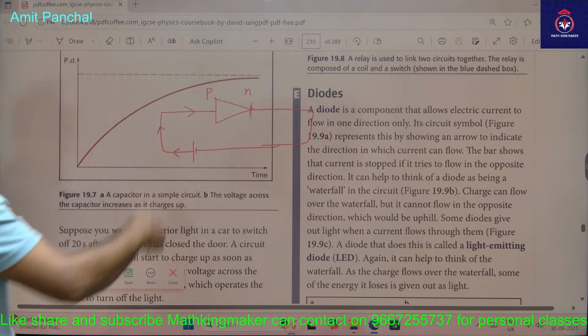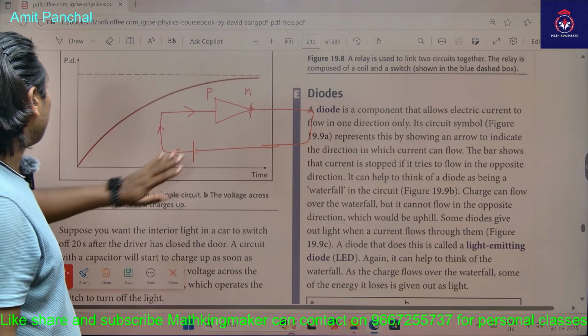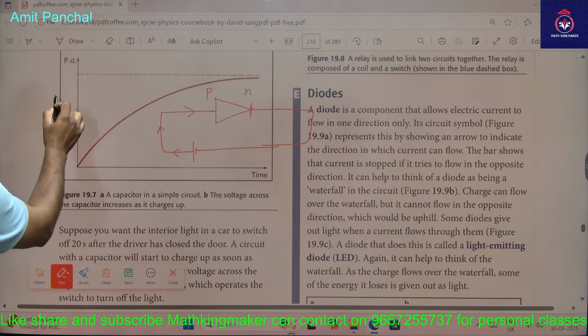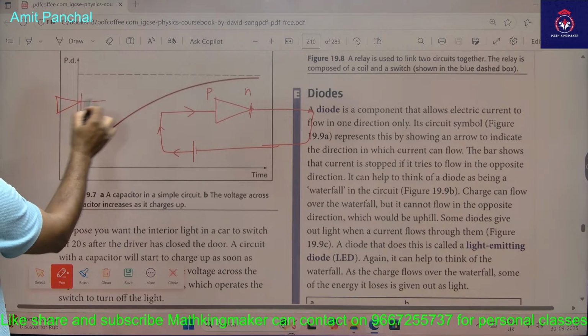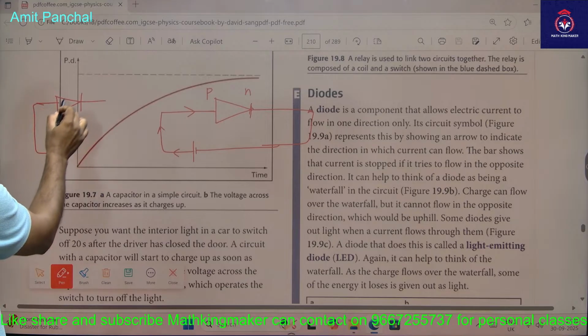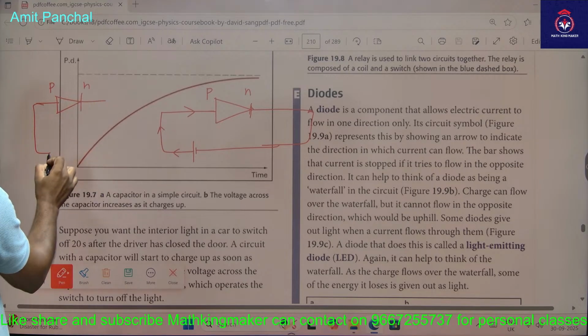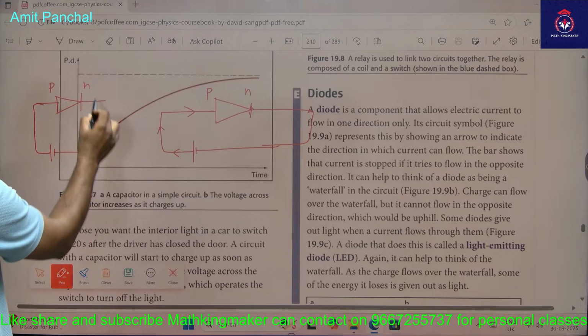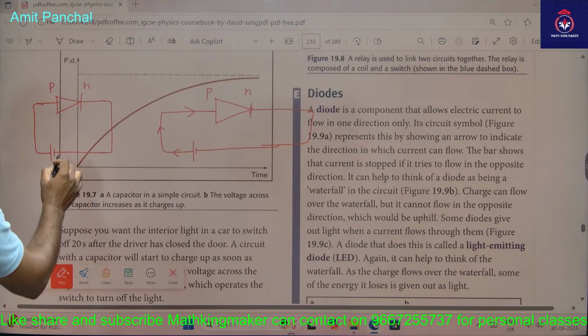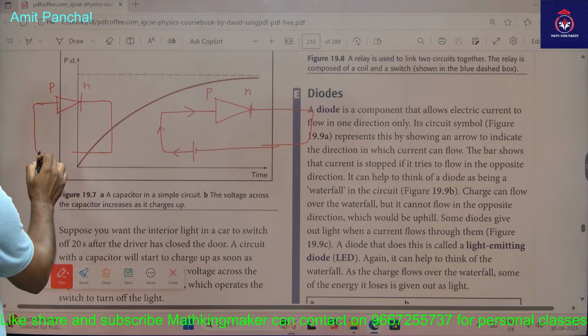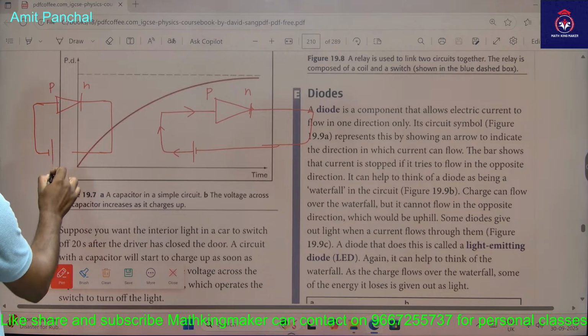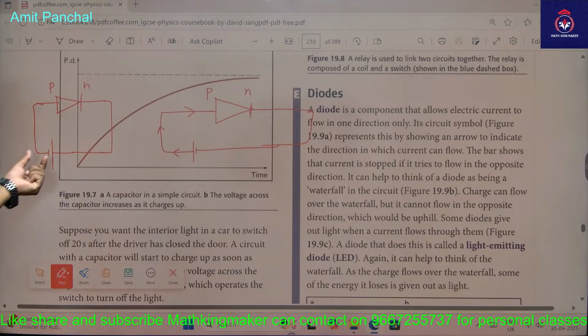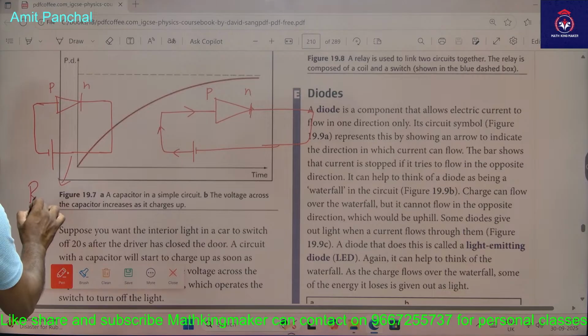If you connect it differently, that is, the P terminal is connected with the negative and the N terminal is connected to the positive terminal of the battery, then current will not flow. That condition is said to be the reverse bias.